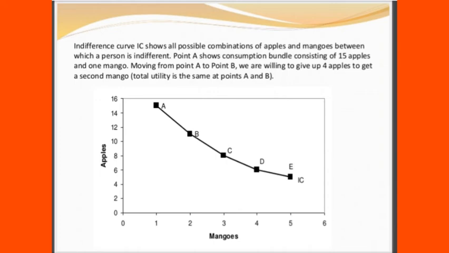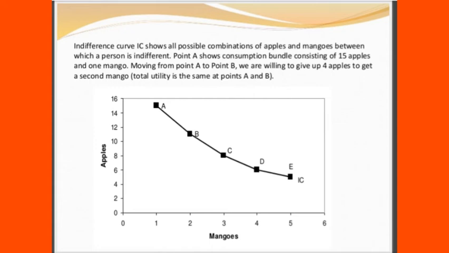So here the indifference curve shows all possible combinations of apples and mangoes between which a person is indifferent. Point A shows the consumption bundle consisting of 15 apples and 1 mango. Moving from point A to point B, we are willing to give up 4 apples to get a second mango. So the total utility is the same at point A and point B.